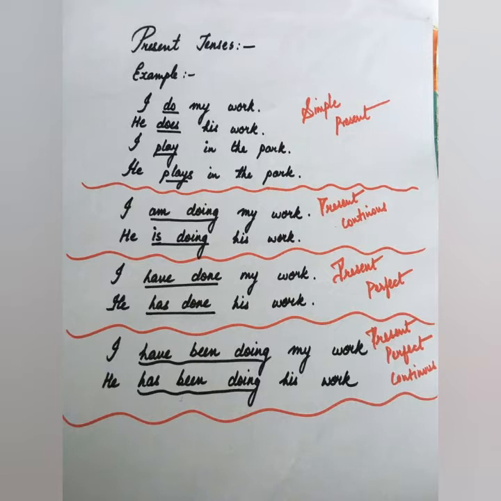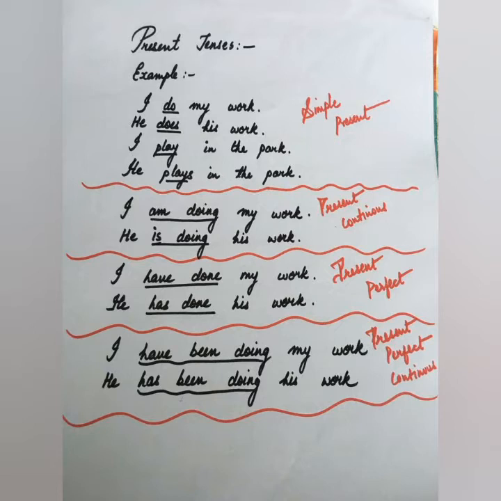I am doing my work. He is doing his work. Am is used with I. Is is used for singular. Suppose if we have more than one person, then we will say they are doing their work. Okay. Next you have the perfect tense. In the perfect tense we have the V3 form and we use has or have. Have is used with plural and has is used with singular form of the verb.